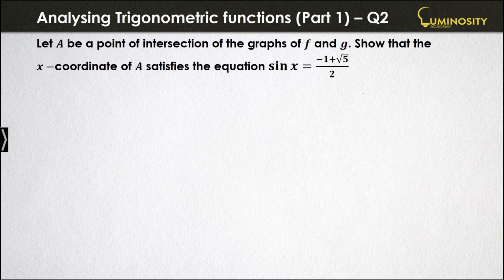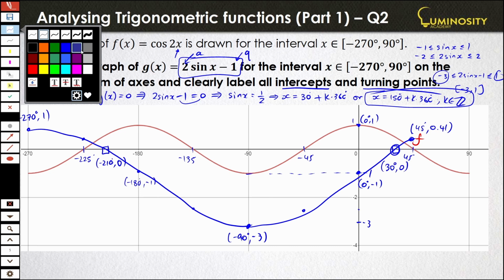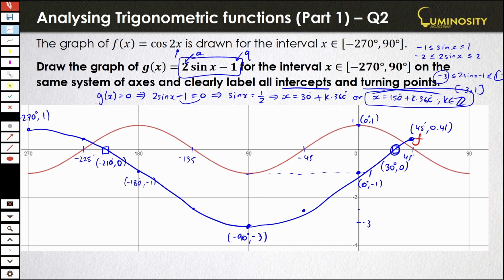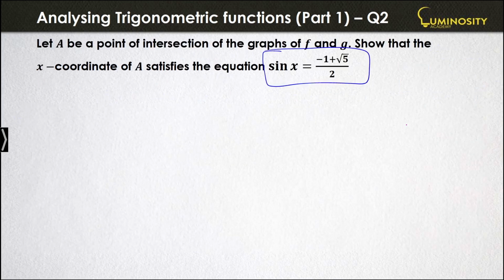Now let A be a point of intersection on the graphs of f and g. Show that the x-coordinate of A satisfies this given equation. So let's go back up here and see when the graphs f and g intersect. Well, here's a point of intersection right here, and here's another point of intersection right here. This could be A or this could be A. We weren't exactly told, but we just want to show that the x-coordinate of A satisfies this equation.